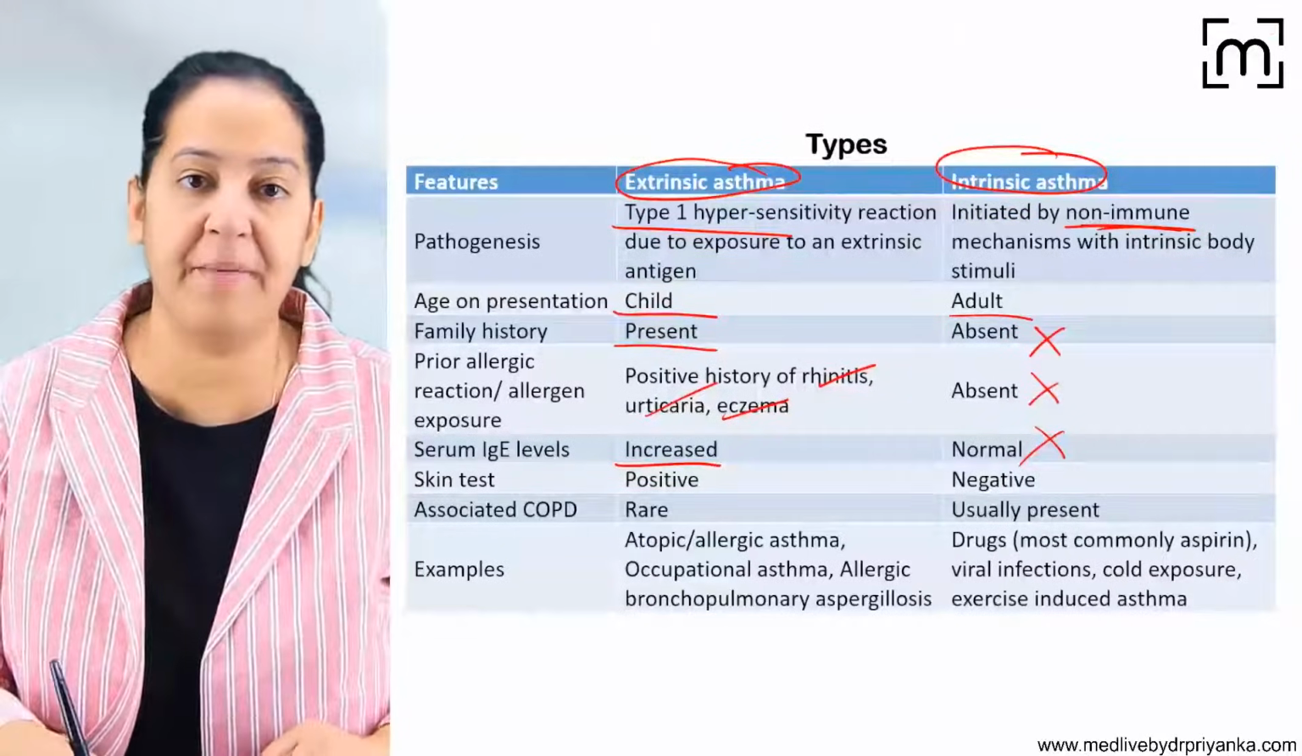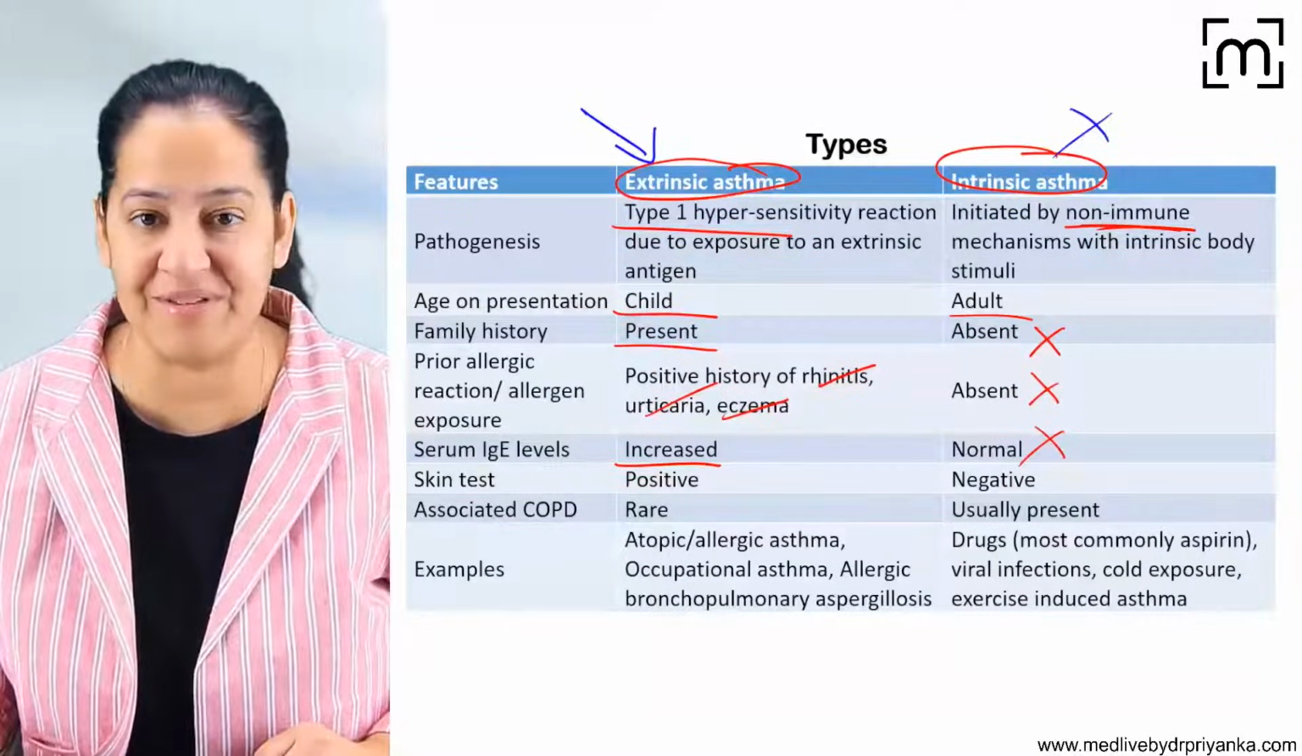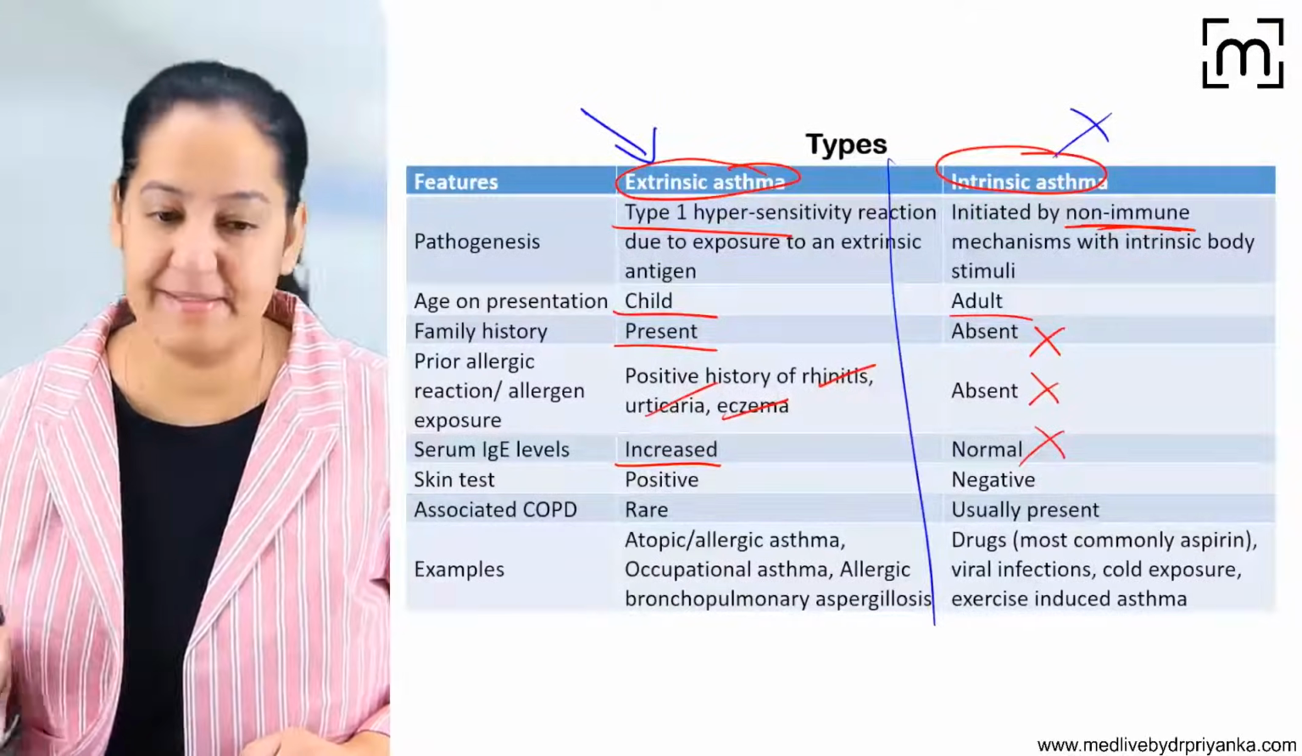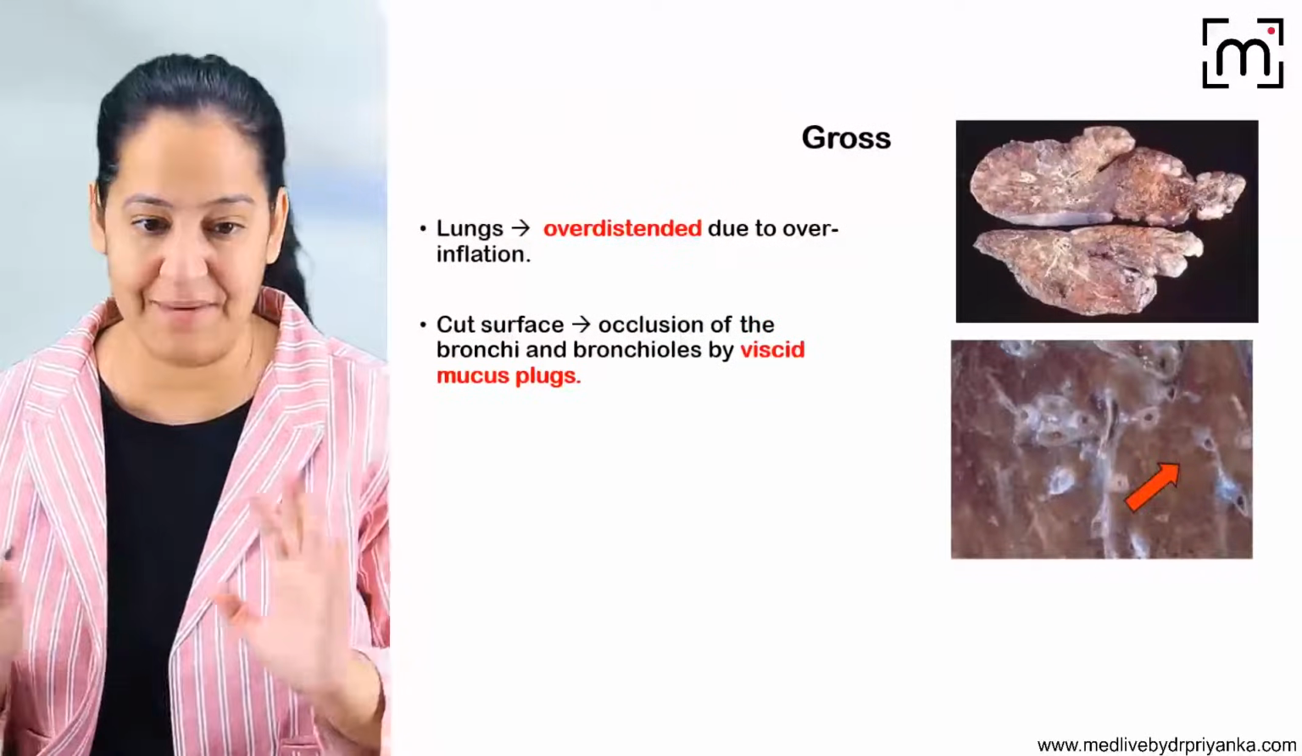Whatever I taught you, the complete mechanism holds good for extrinsic, not for intrinsic. So extrinsic occurs in children. So that is the two types of asthma. Now coming on gross and microscopy.